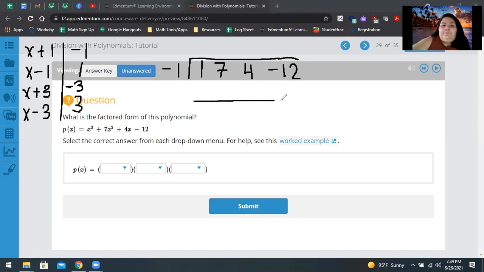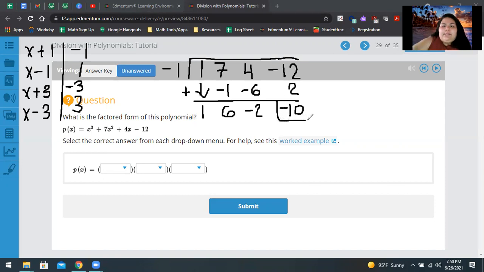So let me draw my line. And remember, these are being added in between these two. You always bring down the first term, so 1. 1 times -1 is -1. 7 minus 1 is 6. 6 times -1 is -6. 4 plus -6 is -2. -2 times -1 is +2. -12 plus 2 is -10.